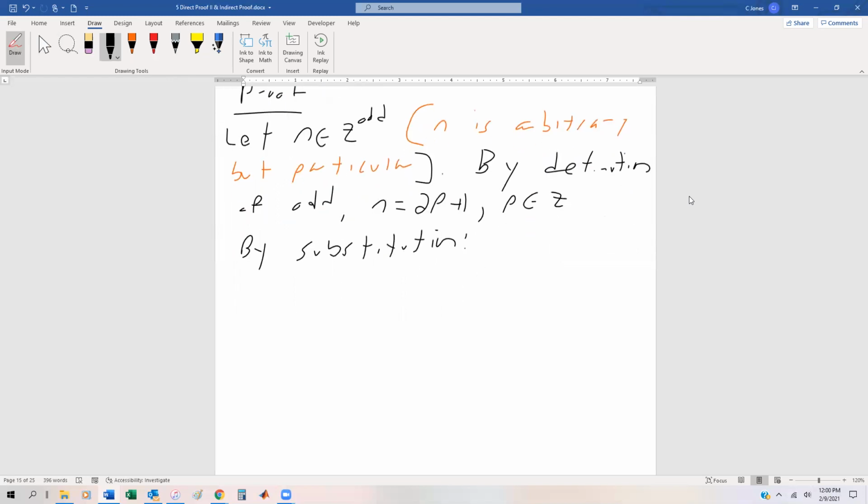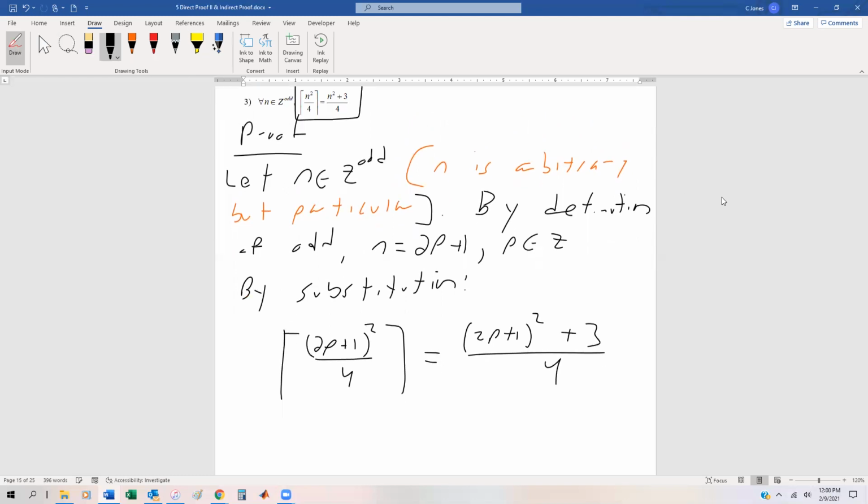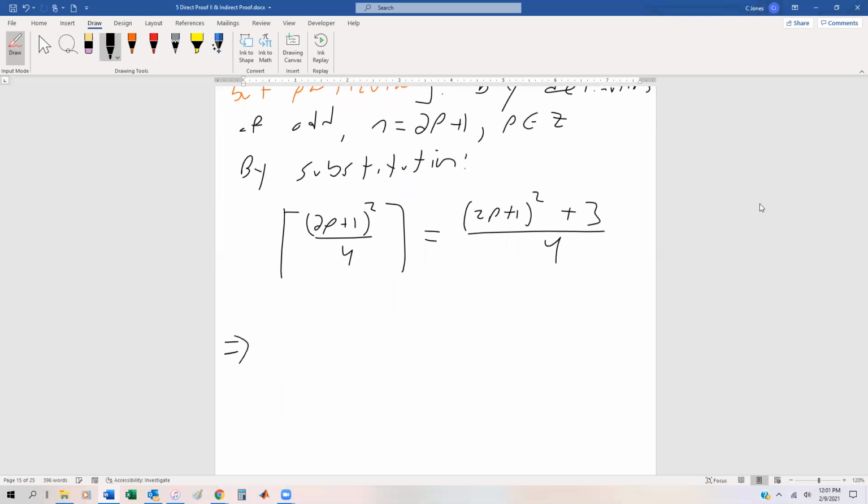we're going to say that the ceiling of (2p plus 1) squared over 4 is going to be equal to ((2p plus 1) squared plus 3) over 4. And now we're just going to algebraically simplify both sides. So we're going to FOIL out 2p plus 1. Remember, this is a FOIL. So it's 2p plus 1 times 2p plus 1.